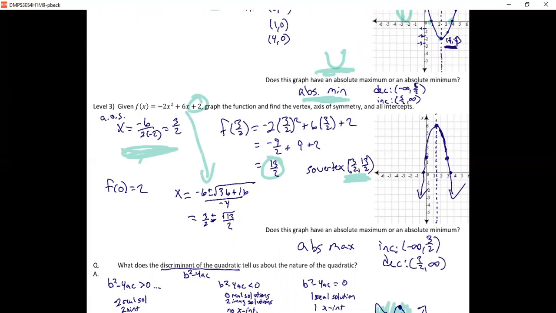I always want you to please place 5 dots on the graph. So those 5 dots typically are your 2 x-intercepts, if you have them, your y-intercept, symmetric point, and vertex.